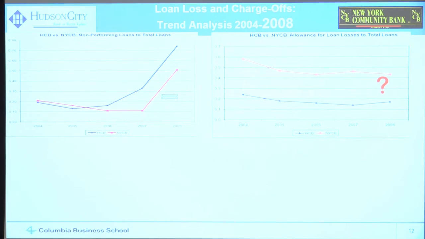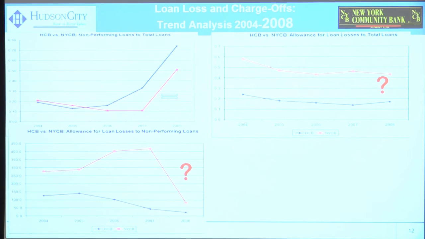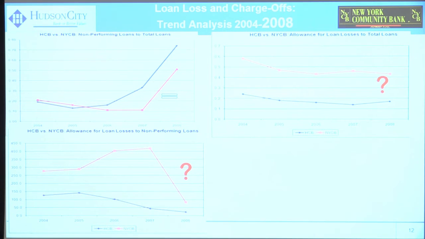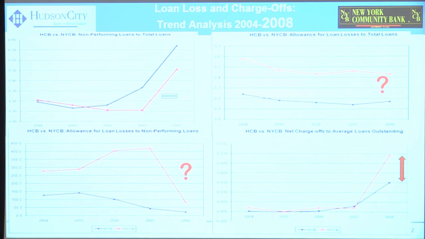When you look at the allowance, though, again, what's happened is that the Hudson City is going up a little bit. The New York Community Bank's actually going down. So while the problems are arising, the allowance is actually going down relative to total loans and to non-performing loans, whereas the net charge-offs are still rising.